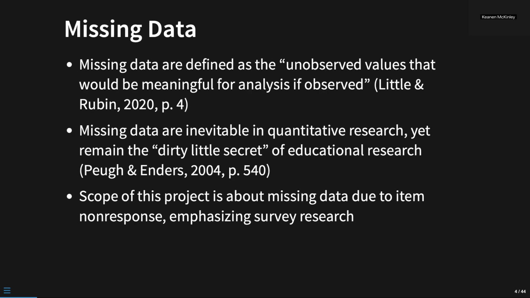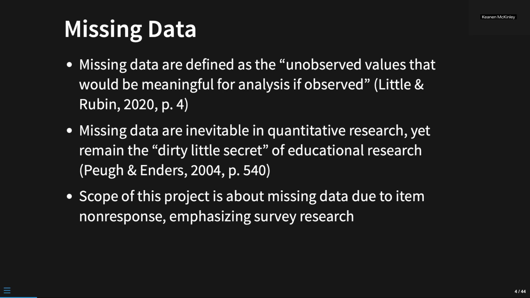So missing data, if we were to formally define this, are the unobserved values that would be meaningful for analysis if observed. This is information that we're really trying to understand and get at, but we weren't able to capture that data with our methods in our research. Missing data is an issue that's inevitable in research, especially quantitative research, but it doesn't always get the attention that it deserves. That's what we're trying to bring and highlight within this paper.